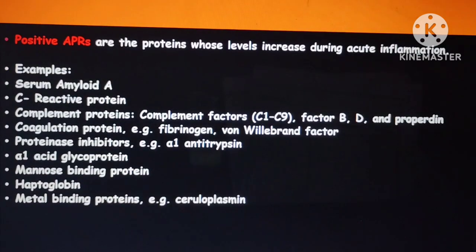Coming to the positive ones: serum amyloid A, C-reactive protein, and complement factors like C1 to C9, factor B, factor D and properdin, fibrinogen, von Willebrand factor, alpha-1 antitrypsin, alpha-1 acid glycoprotein, mannose binding protein, haptoglobin and metal binding proteins. These are the examples of positive acute phase reactants.